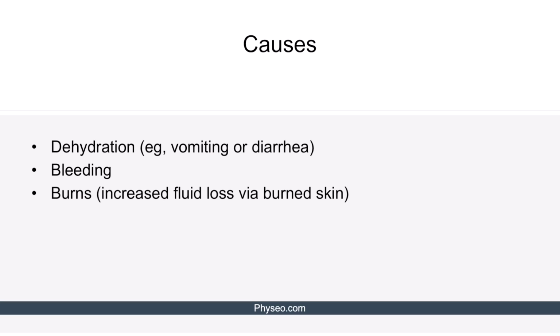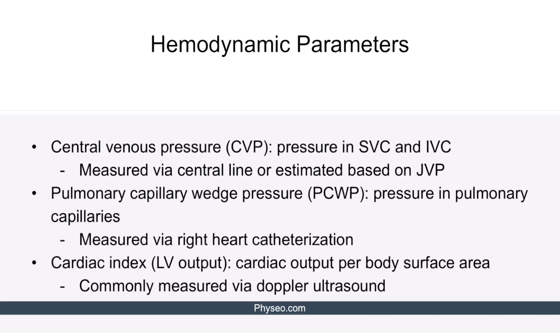So, for example, dehydration of almost any cause, such as severe vomiting or diarrhea, those activities can significantly reduce the plasma volume. And then, naturally, bleeding can directly deplete the blood volume. And then finally, burn victims are at risk for hypovolemic shock because that burned skin really can't prevent that fluid loss. Now, before we discuss the changes of hemodynamic parameters in hypovolemic shock, let's briefly review each item.